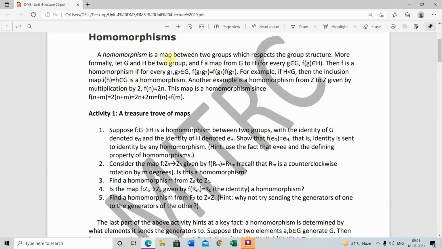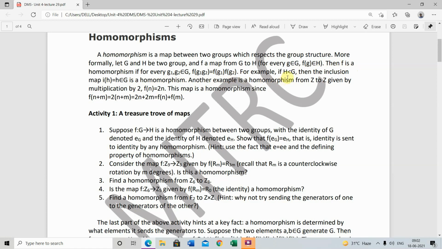A homomorphism is a map between two groups which respects the group structure. More formally, let G and H be two groups and f a map from G to H, such that for every small g belonging to G, f(g) belongs to H. Then f is a homomorphism if for every g1, g2 belonging to G, f(g1 g2) equals f(g1) times f(g2).